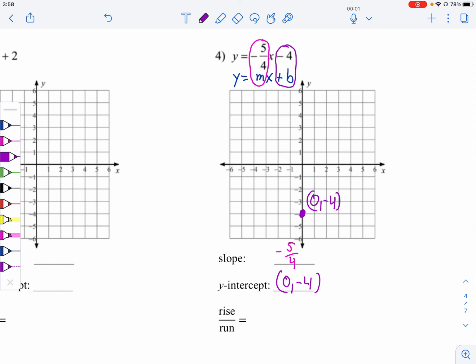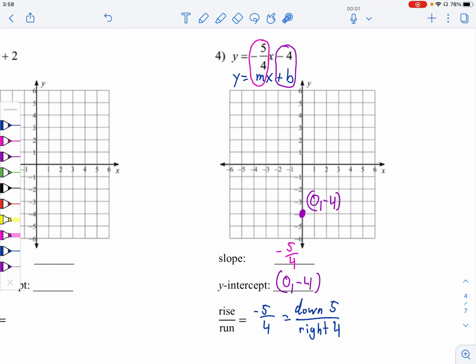Then we use our rise over run. So this one is -5/4. So -5 is down. So we're going down 5, right 4. If you look at our graph, down 5, right 4 is way out of the graph. So we have to go the other way. So instead of down 5, right 4, we just go the opposite.